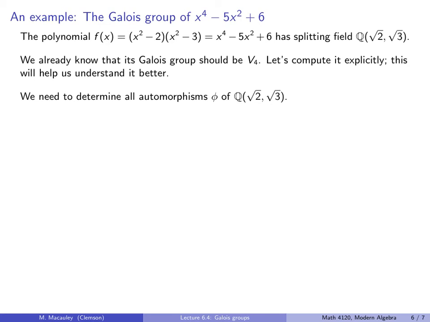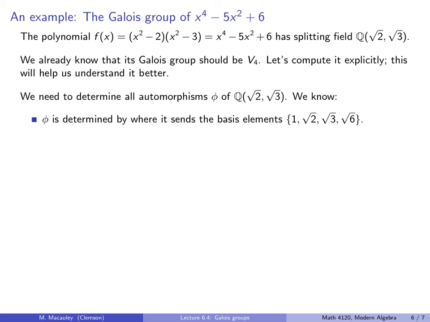Now we need to determine all automorphisms of this splitting field, because that's, by definition, the Galois group of the polynomial. We know that an automorphism phi is determined by where it sends the basis elements. So where it sends 1, root 2, root 3, and root 6. We know it fixes 1 because it must fix every rational number.